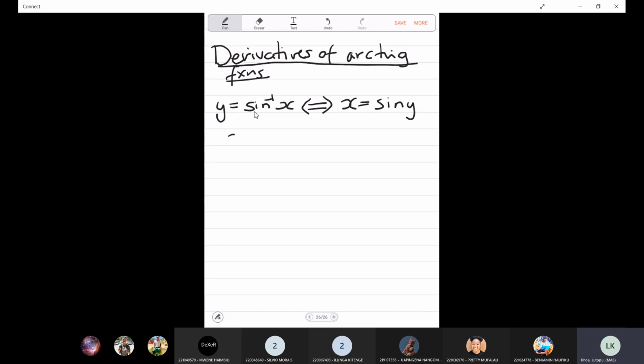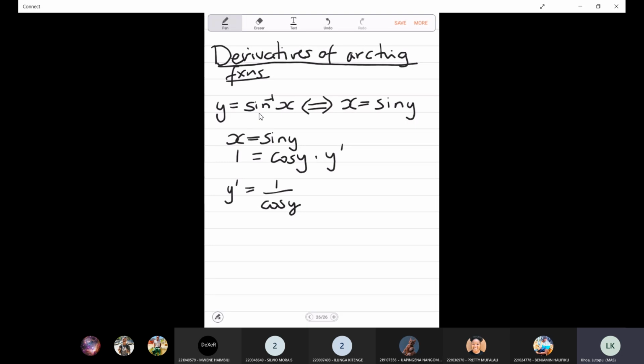So if we have x is equal to sine y, we differentiate it. On the left, the derivative is 1, and then on the right, the derivative of sine, we say it's cos y, and then we multiply by the derivative of y. So remember, we want to work out y prime. So y prime is equal to 1 over cos of y. So that is the derivative of sine inverse of x.